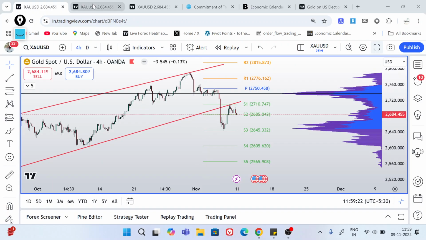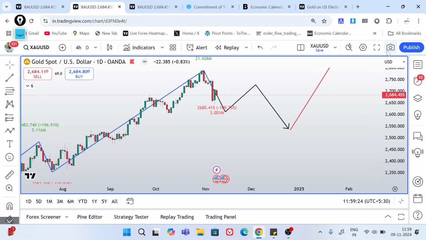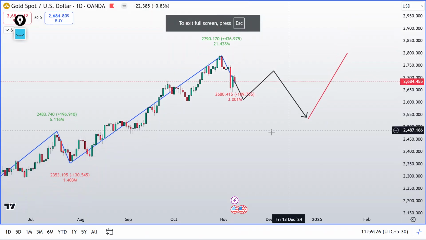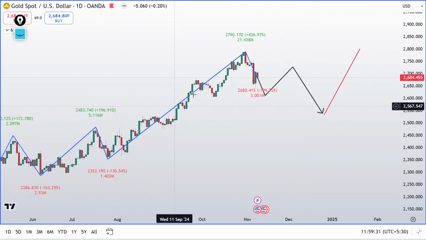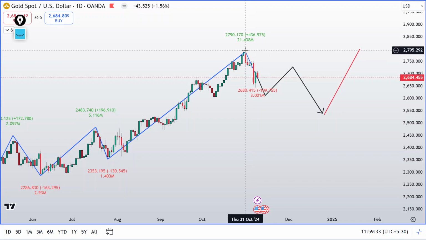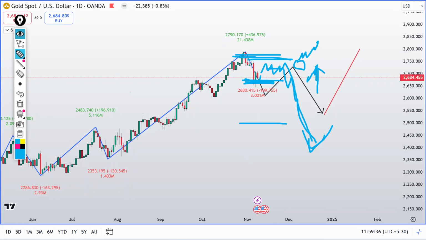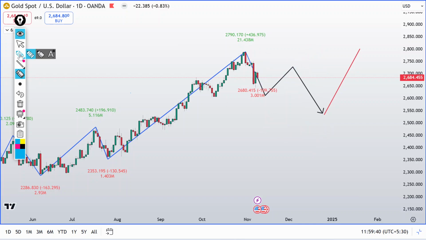Also, if we switch to the daily time frame, you can see that in the current scenario we have seen a very good bullish rally, and now price is moving to the lower side, or you can say price is making a correction. This is a good sharp down move, but price is now taking support on this area that we already discussed on the volume profile.